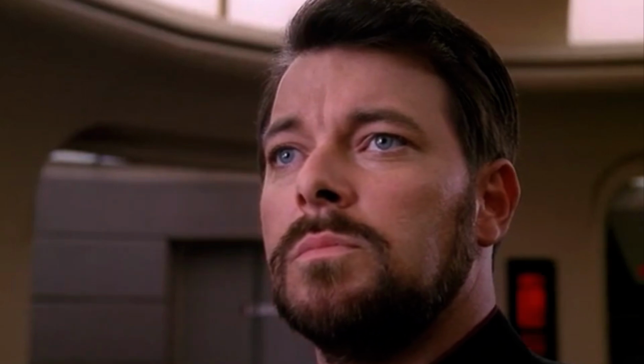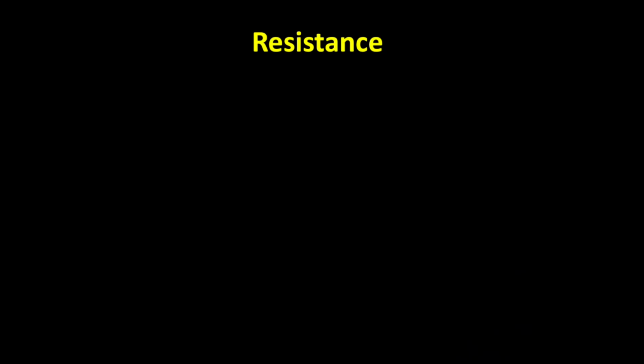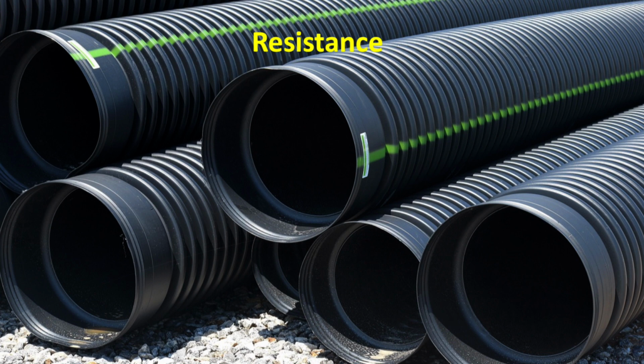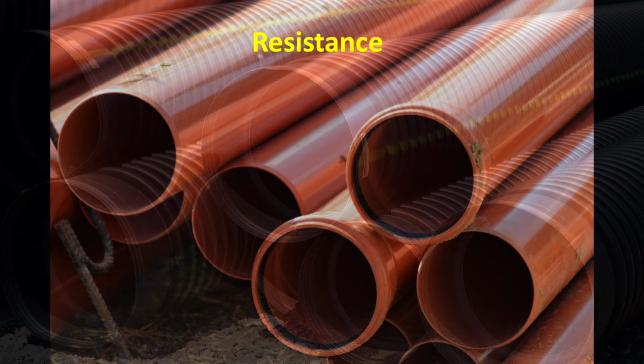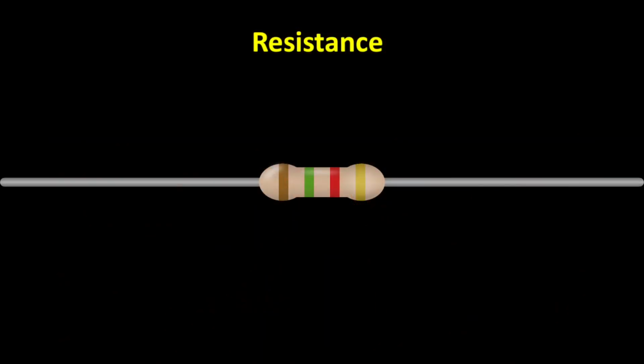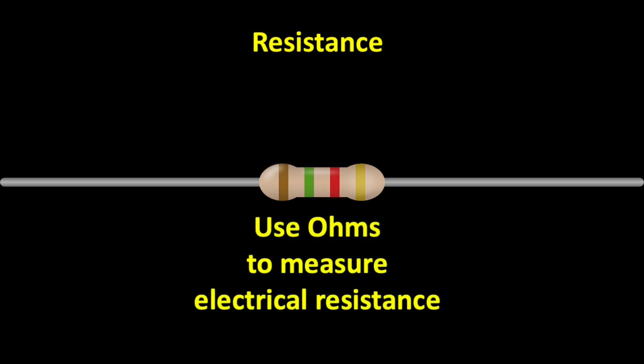Resistance is futile. Resistance is a force like friction that works against the water flowing. For example, imagine a pipe with a rough inside versus a pipe with a smooth inside. It is much easier to force water through a pipe with a smooth inside because of less resistance. We measure electrical resistance with units known as ohms. Can I get an ohm?